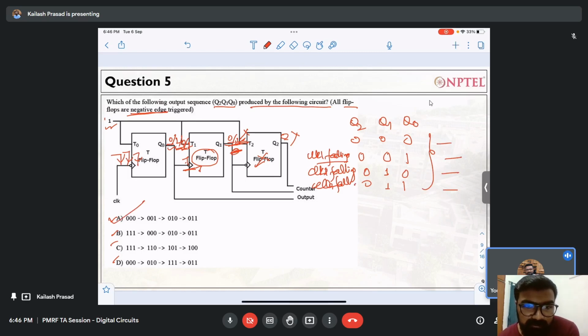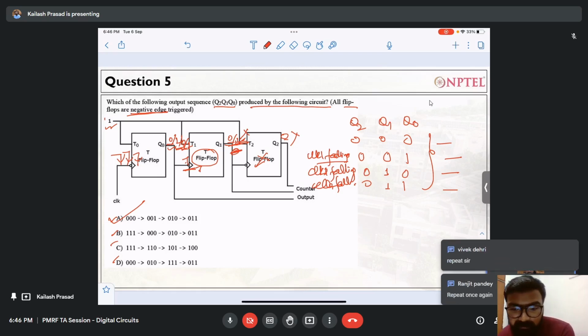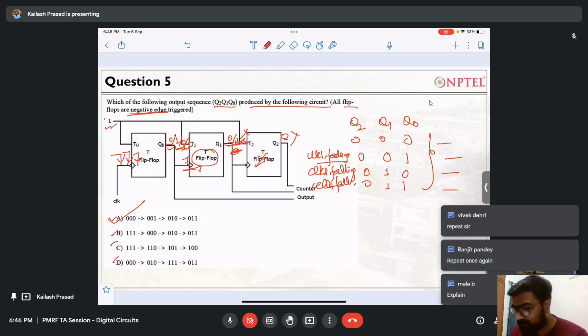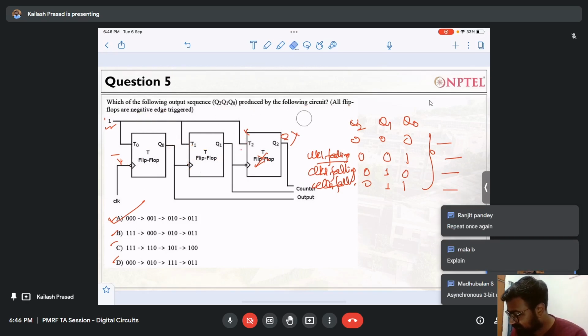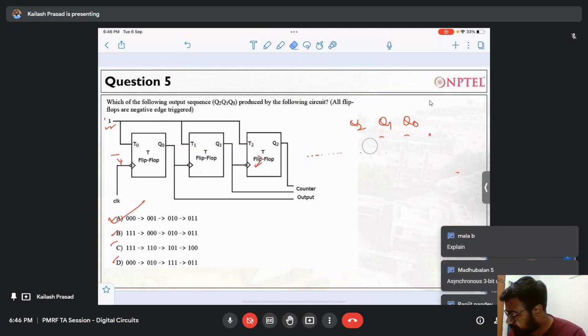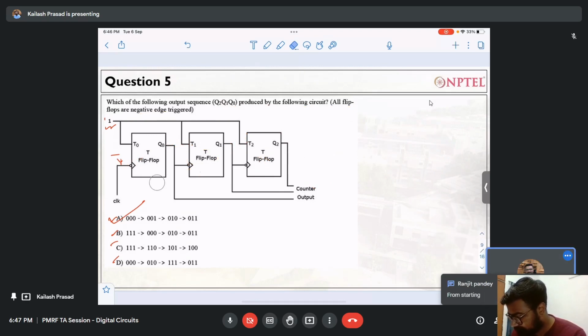Everybody is clear on this? How I have attempted this question? Everybody? What about other students other than Ibrahim? Okay, Vivek is saying repeat. What about other students? Okay, so let me repeat once again. I think yeah, I have to do it again for you guys.